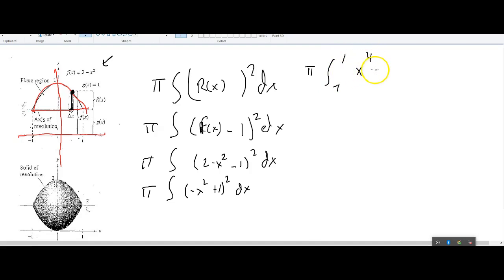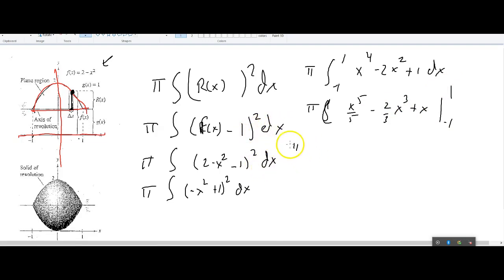So x to the fourth minus 2x squared, plus 1, dx. And so then it's just a matter of solving this monstrosity: pi, parentheses, x to the fifth over 5, minus 2/3 x to the third, plus x, from negative 1 to 1.